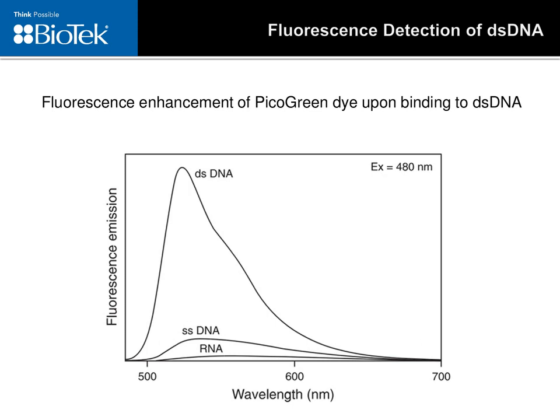So PicoGreen is an extremely sensitive asymmetrical cyanine dye that can be used for DNA quantification. The unbound dye exhibits no intrinsic fluorescence, but upon binding to double-stranded DNA, the dye fluoresces strongly with a maximal emission of approximately 530 nanometers, which can be seen here, and provides up to 1,000-fold more sensitivity than UV absorbance methods. It's highly selective for double-stranded DNA over other varieties such as single-stranded DNA and/or RNA.